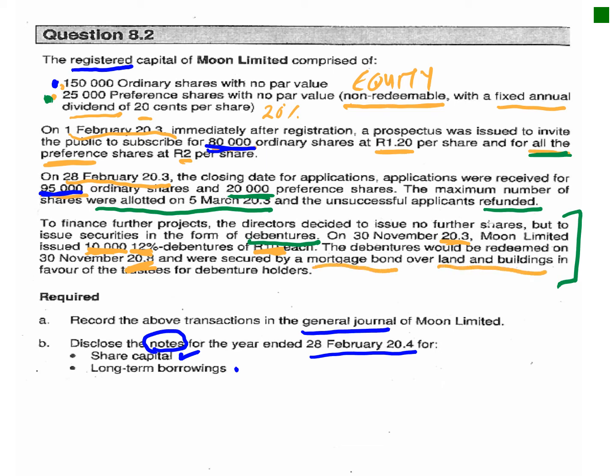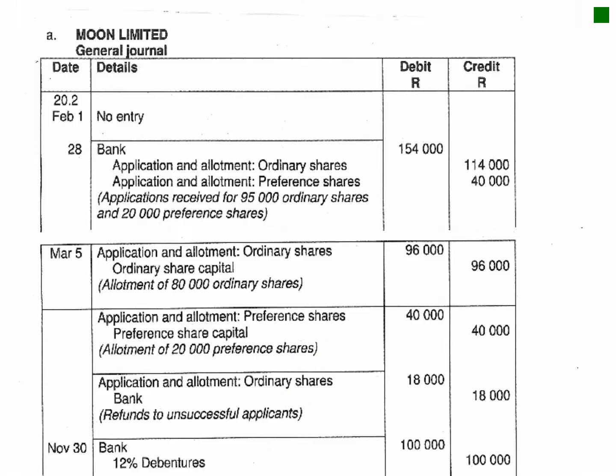So in other words, if for some reason the company cannot pay back, the trustees for the debenture holders will hold this mortgage bond over land and buildings, so that if the company can't pay back, the land and buildings will get sold, and the money that's received from the sale will then get used to pay back the debenture holders. So let's just look at the general journal entries that had to be done.